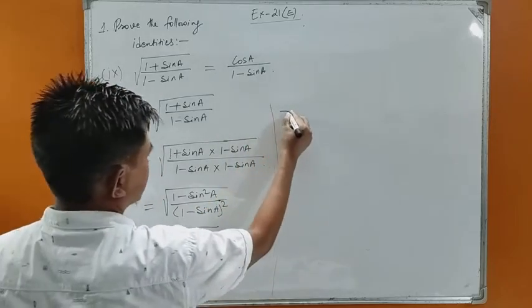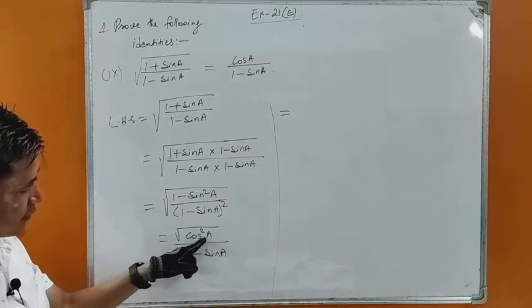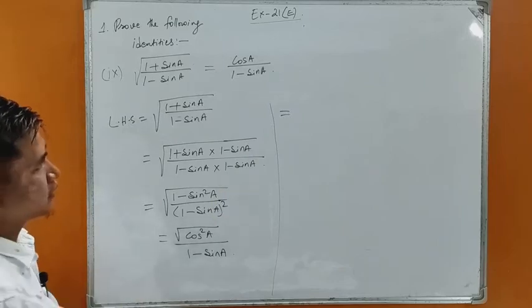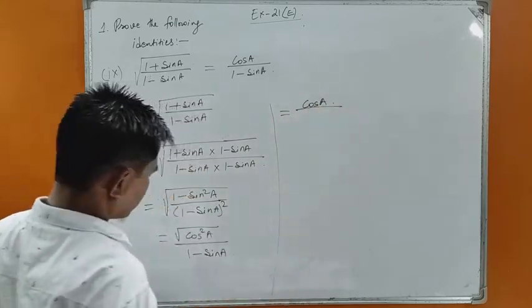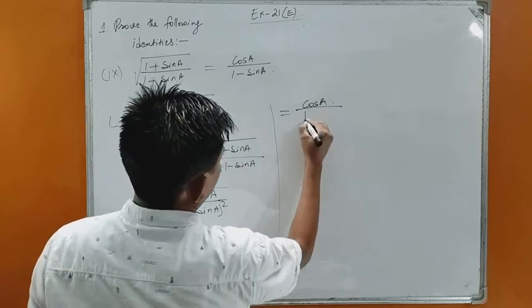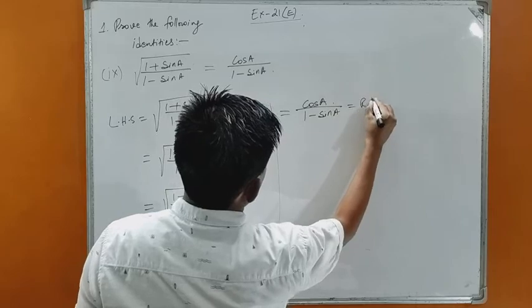Now let us continue here. So root under cos square A means this square and root can be cancelled, so cos A remains in the numerator, and in the denominator we have 1 minus sin A. Okay, so this is RHS and it's proved.